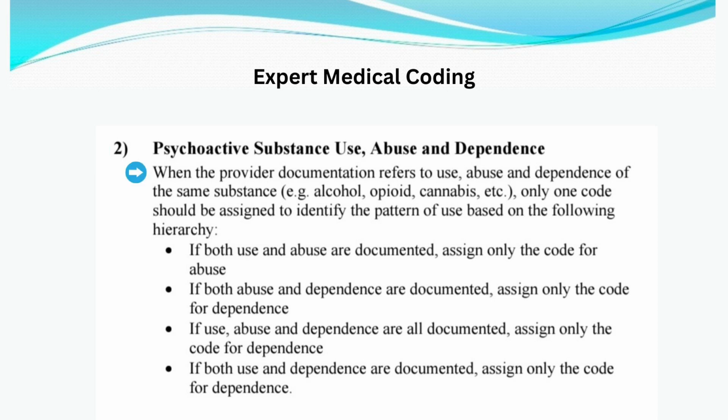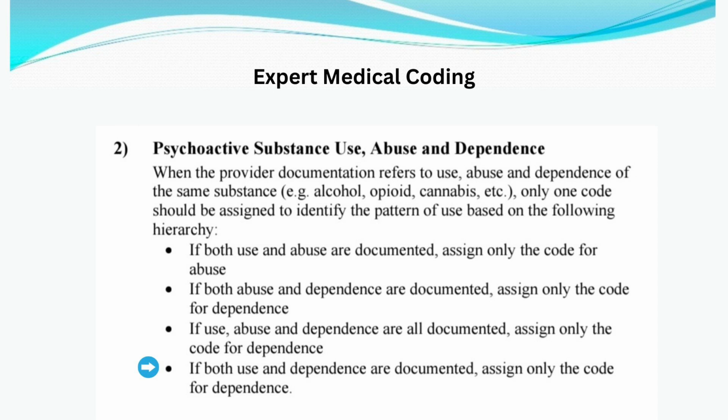Now let's move towards the next coding guideline, and that is psychoactive substance use, abuse and dependence. When the provider documentation refers to use, abuse and dependence of the same substance, for example alcohol, opioid, cannabis, etc., only one code should be assigned to identify the pattern of use based on the following hierarchy. If both use and abuse are documented, assign only the code for abuse. If both abuse and dependence are documented, assign only the code for dependence. If use, abuse and dependence are all documented, assign only the code for dependence. If both use and dependence are documented, assign only the code for dependence.